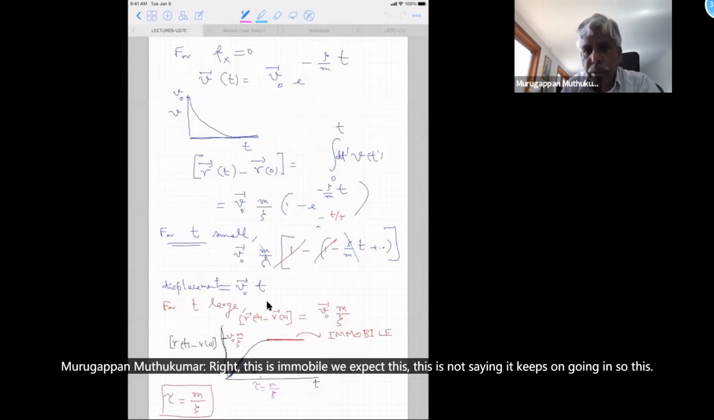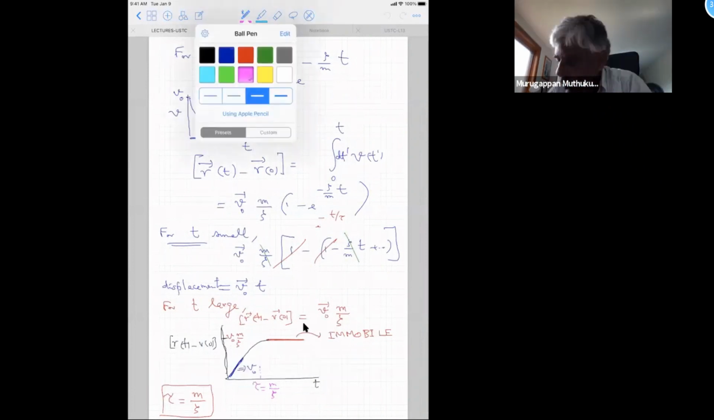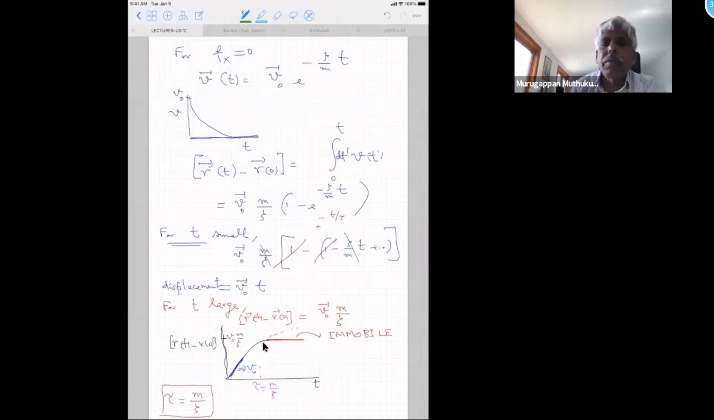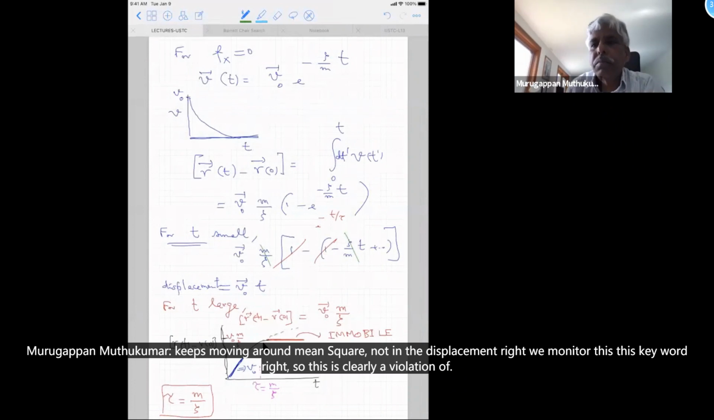Right? This is immobile. We expect this. This is not seen. It keeps on going. Instead of this, right? This is Perrin's experiment. Instead of this one, this guy keeps on growing like that, keeps moving around. Mean square displacement, we monitor this.